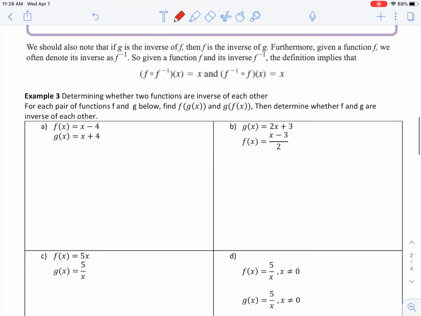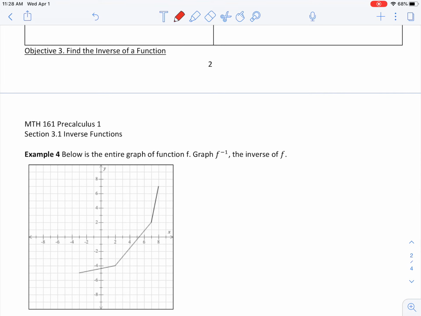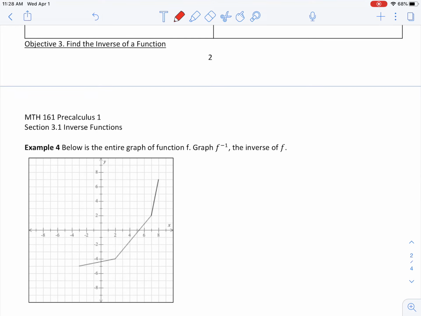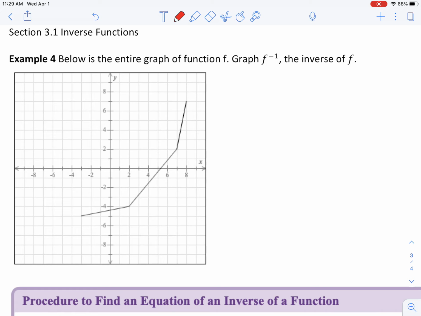I'm going to come back to objective 2. This one does take a longer time every year. So I'm going to go down all the way to objective 3, where I will show you how to find the inverse functions. And then I will come back and talk about how to verify them. The classwork problem that I will assign for 3.1 is similar to what I'm about to go over with you. So let's find the inverse functions.